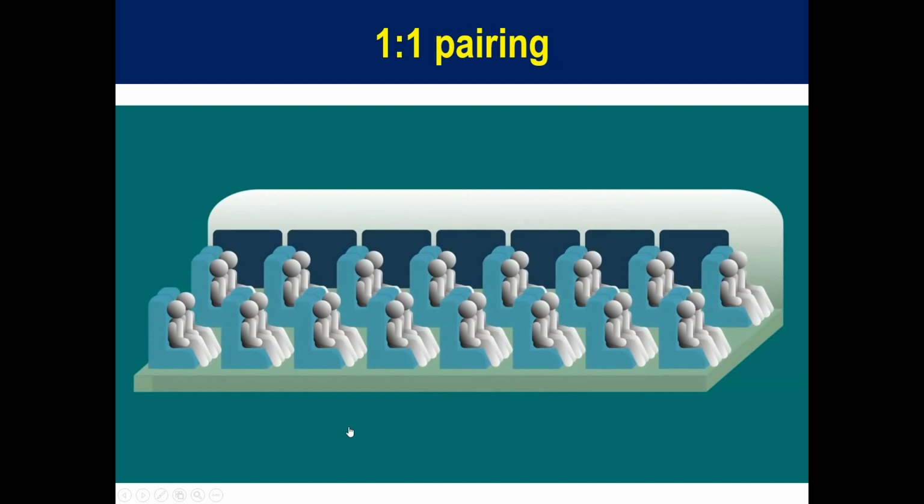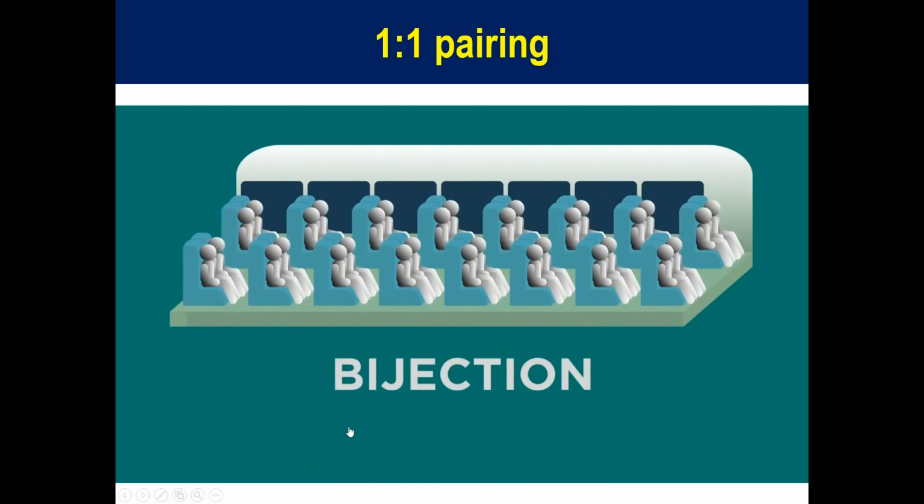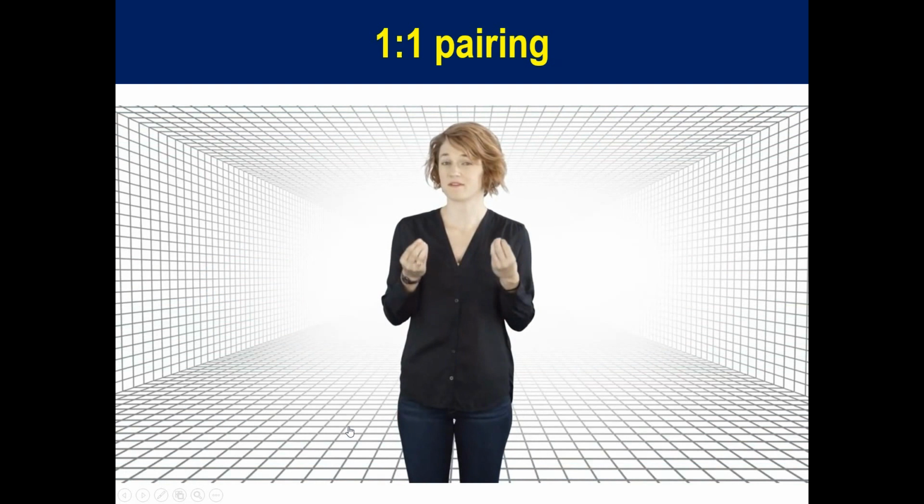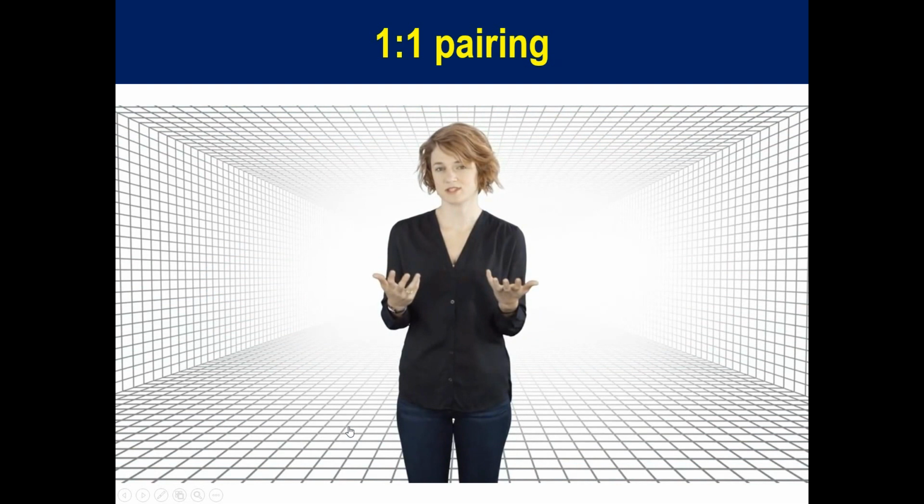A bijection is a way of pairing elements from one set with elements from another set, and it proves that the two sets are the same size. There's a bijection, or pairing, between the seats and people. Each person is paired with the seat they're sitting in. It's also how I know I have the same number of fingers on both hands. I can pair them up. Got it? If you can pair up two sets, they're the same size.